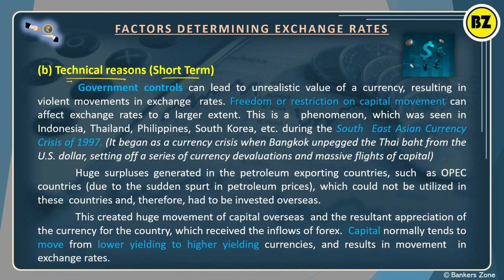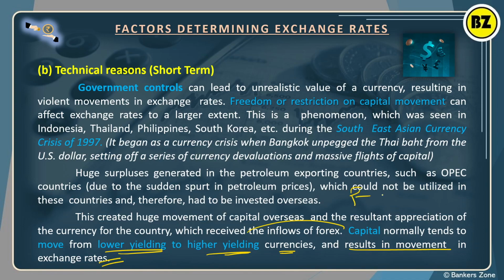So these are the technical reasons. Okay, capital normally tends to move from lower yielding to higher yielding currency. Obviously, suppose the rate of interest is 3% in India and also 3% in the USA. But in the USA you are getting it in dollars, in India you are getting it in rupees. So where will you go? You will go to the USA, because of the value of the stronger currency. So obviously we will invest from the lower yielding to the higher yielding currency. Simple thing. And that results in movement in the exchange rates, and that will result into what?